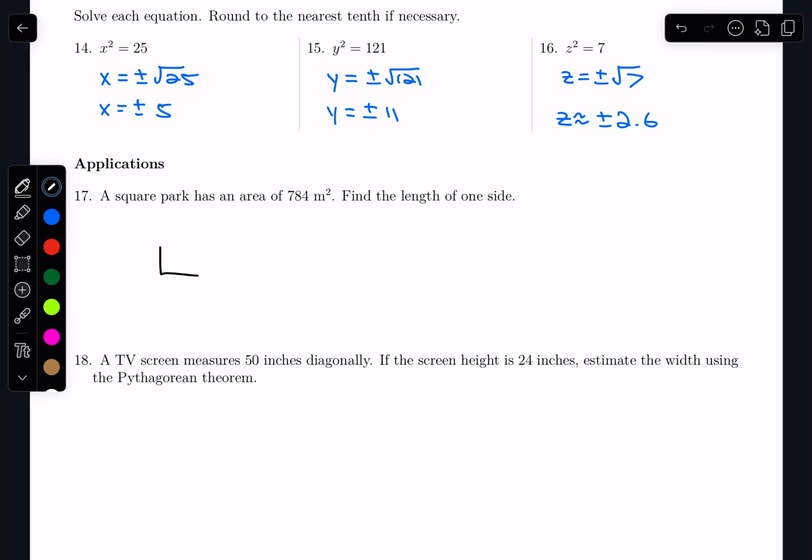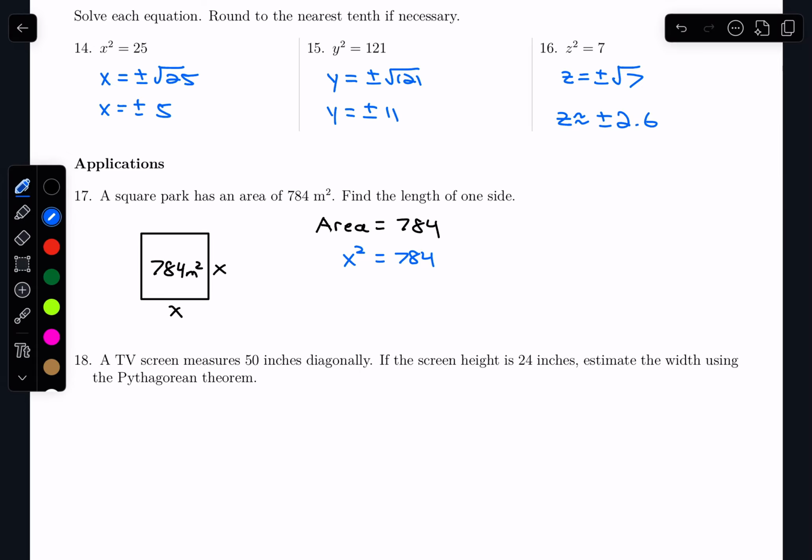So first things first, it says a square park, so I'm going to draw a square. There we go. We got a square. The area inside is going to be 784 square meters. And what we want to do is find the length of a side. So because it's a square, both sides are the same length, so we'll call them x. So now we have that the area of this square equals 784, but we should know that the area of a square is just length times width, which in this case, because they're both x, that gives us x times x, which is x squared. So the equation that models this scenario is that x squared equals 784.